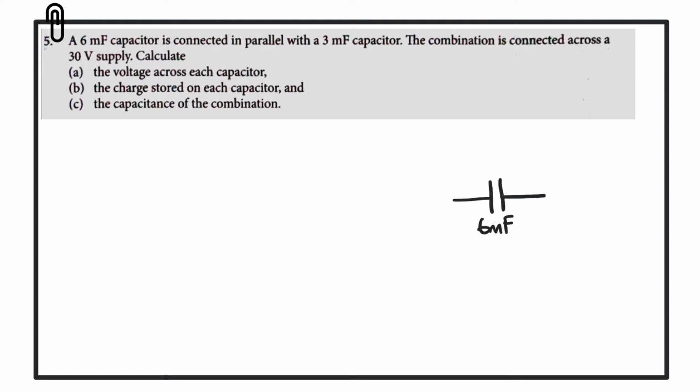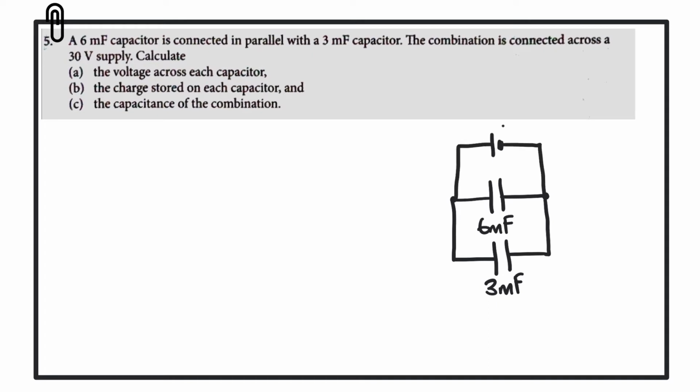So we have a 6 millifarad capacitor. In parallel across that, we have another capacitor with a value of 3 millifarads, and that combination is connected across a 30 volt supply. So just going to use the symbol for a cell here and we'll label that as 30 volts.